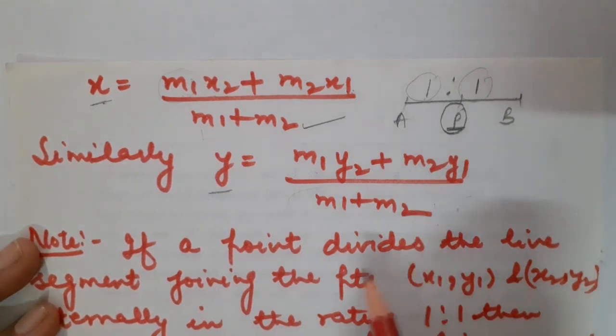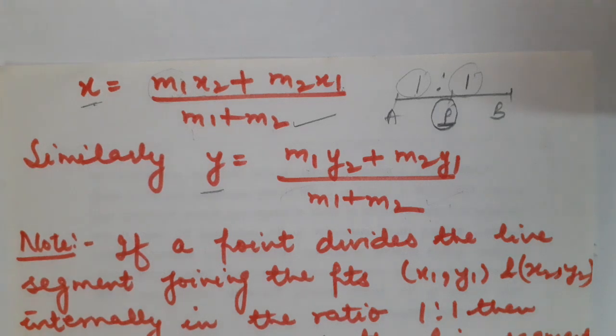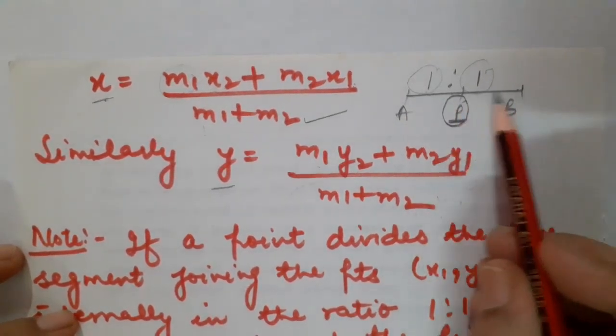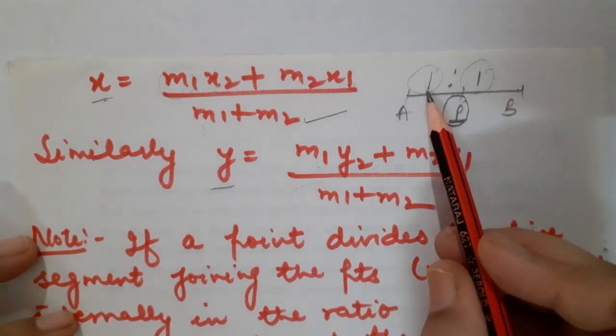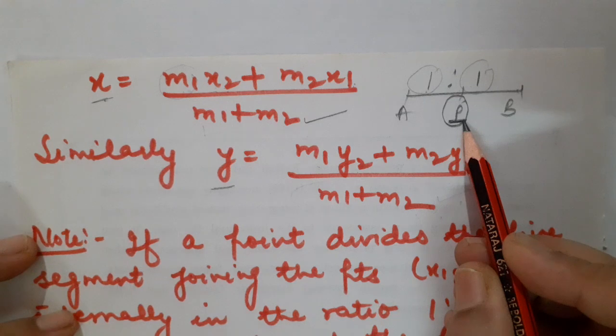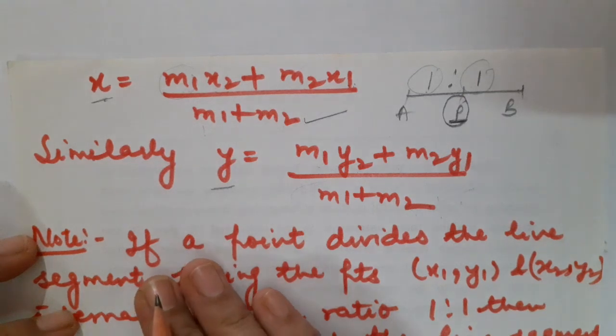Correct, students? Children, one more point I told you in the same concept of the section formula: when you know that point P is going to divide the complete line segment AB in the ratio 1:1, in that case point P will be considered as the midpoint of line segment AB. So nothing else you are supposed to do in it.